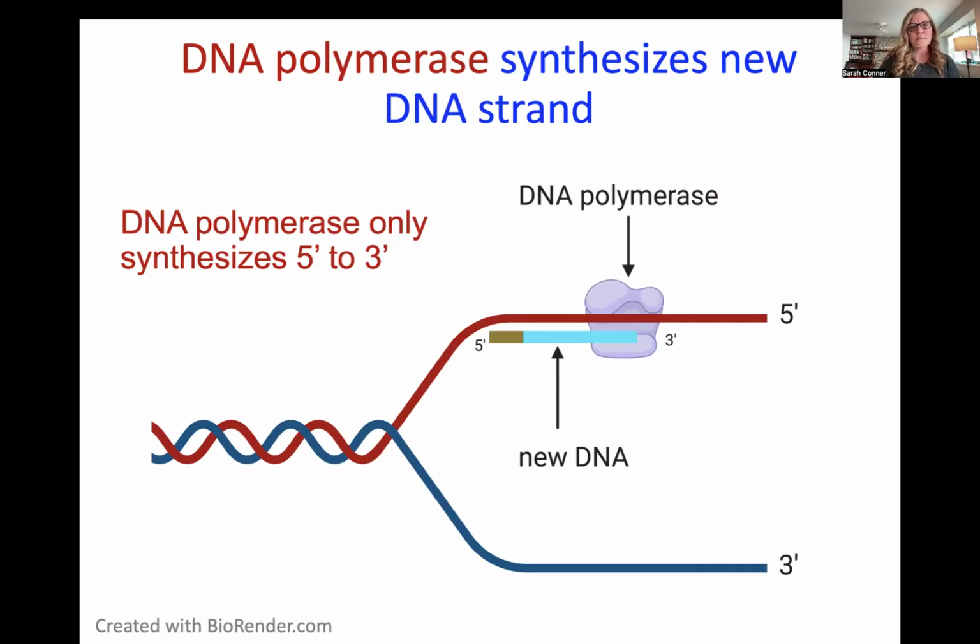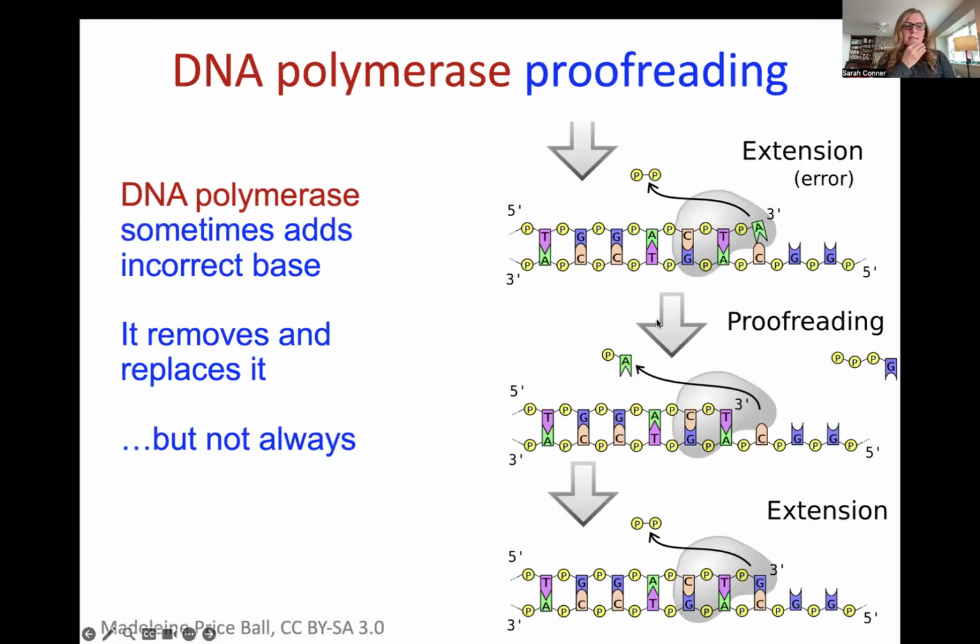And it only synthesizes from 5 to 3. So we're going back this direction. So this is 3, so we're doing the new DNA from the 5 to 3 direction. Sometimes when we're looking at DNA polymerase, it's just building. It does some proofreading. Sometimes it adds in the correct bases but then it goes back and proofreads and removes and replaces it, but not always. It does try to do that, but now that's where we're getting into mutations.